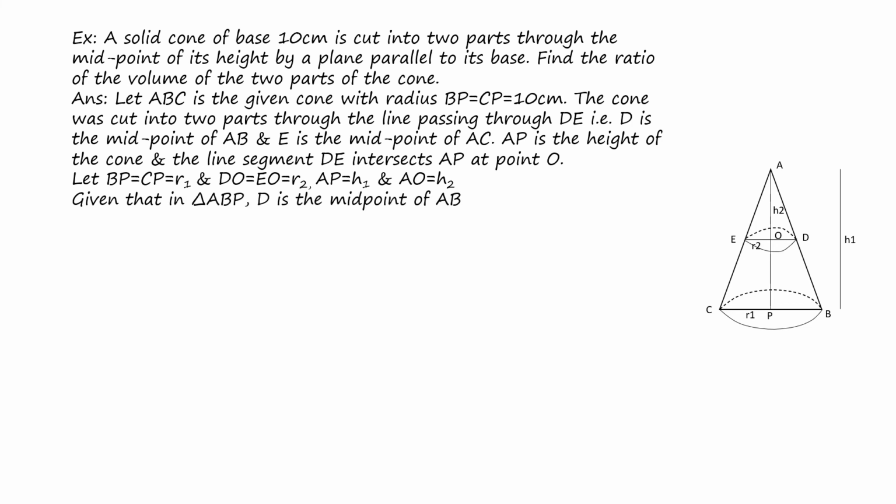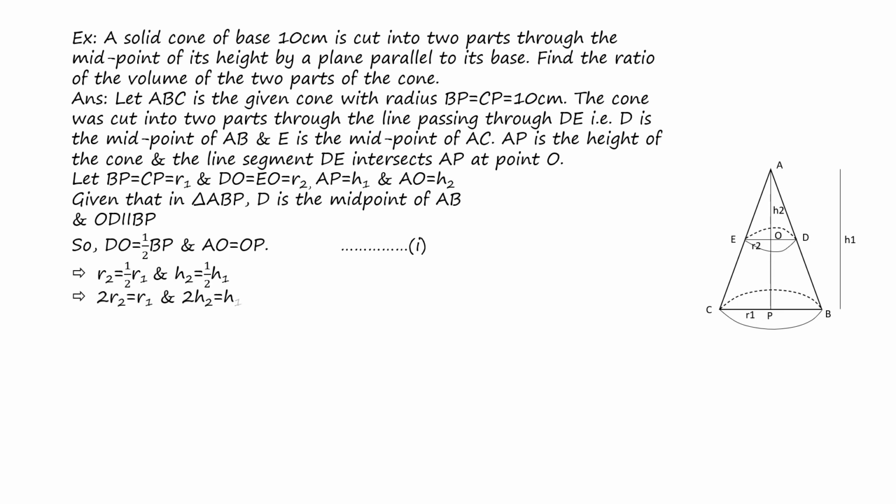Now given that in triangle ABP, D is the midpoint of AB and also OD is parallel to BP. That means DO equals 1/2 of BP and AO equals OP. And this is the first equation. So putting the values, we can write R2 equals 1/2 R1 and H2 equals 1/2 H1. Or we can write 2 R2 equals R1 and 2 H2 equals H1. Okay, this is the second equation.